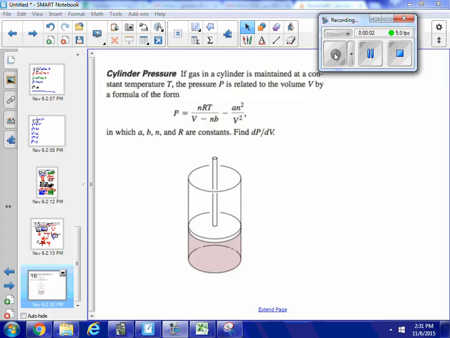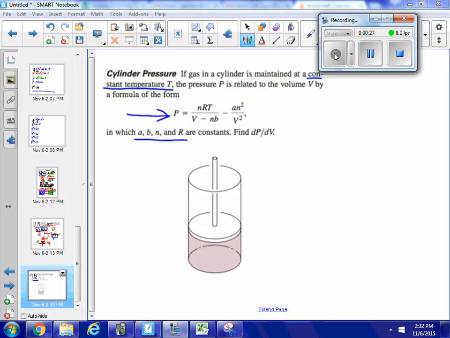This is a word problem that looks much more intimidating than it really is. So gas in the cylinder right here is maintained at a constant temperature T. That's important. You'll see in a minute. The pressure P is related to the volume by this formula right here. And it's telling me A, B, N, and R are constants.